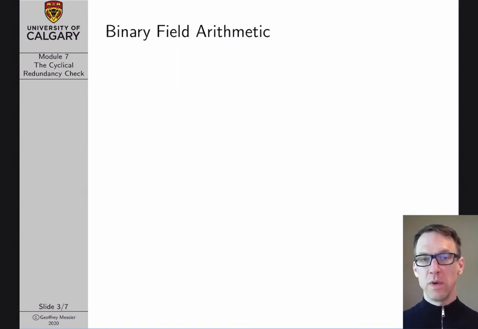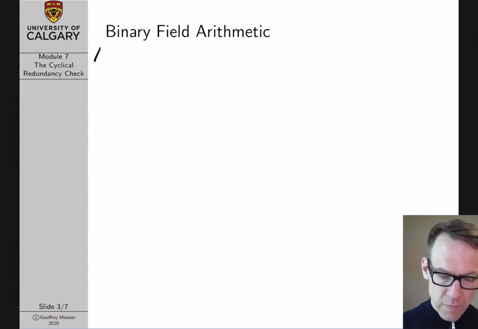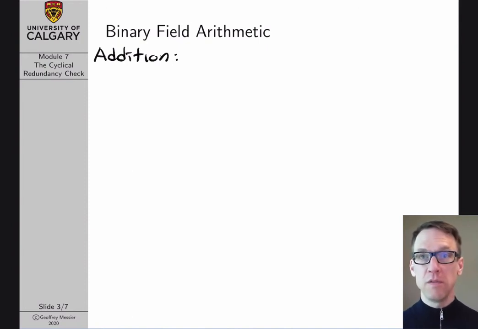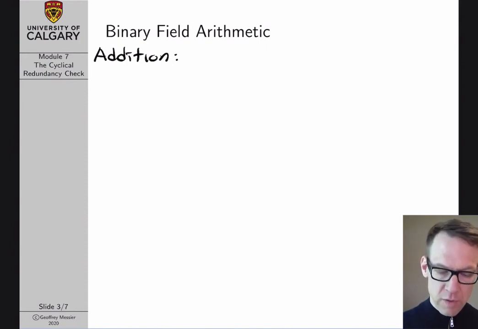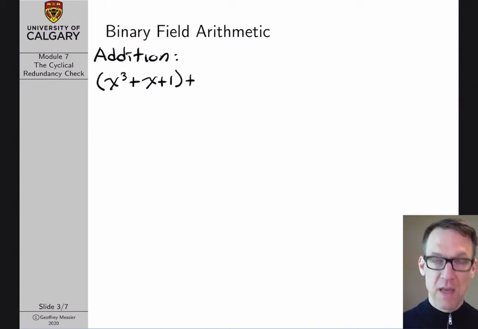Okay, so what I want to do now is show you examples of binary field polynomial addition, subtraction, and multiplication. I'm going to save division for the end because it's a little bit more involved. But let's start with addition. In this example, let's add two polynomials. The first one will be x cubed plus x plus 1, and let's add that to x to the fourth plus x.